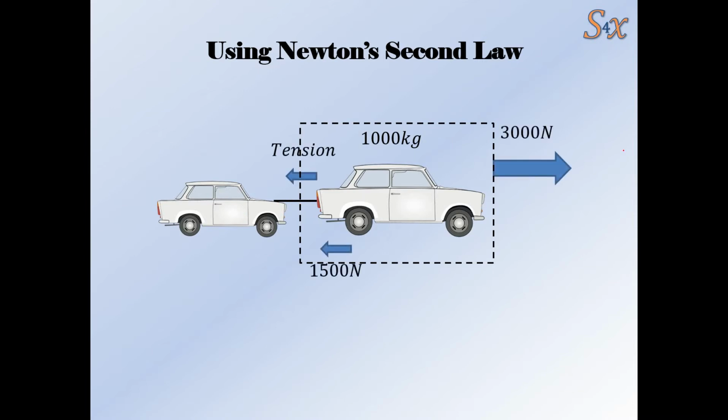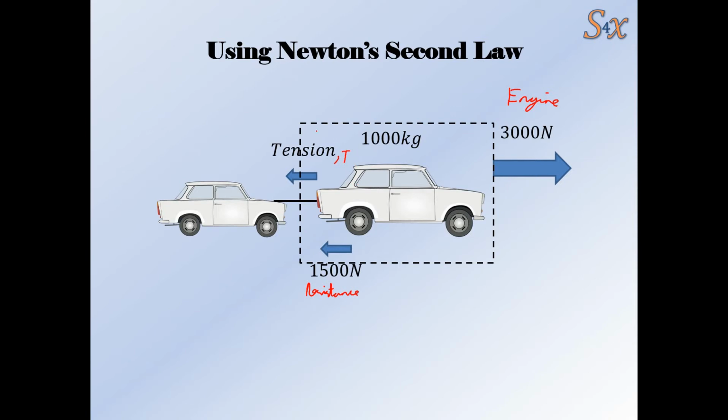So let's mark all the forces on. That 3,000 Newton force still applies from the engine. There's a 1,500 Newton force, which was the resistance from the first car. The resistance from the second car is outside the box, so we don't look at that one. And there's tension in the cable, which we'll just call T for now. And that is what we're trying to figure out.